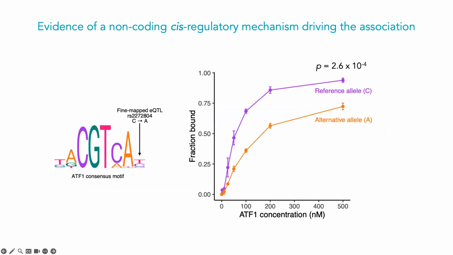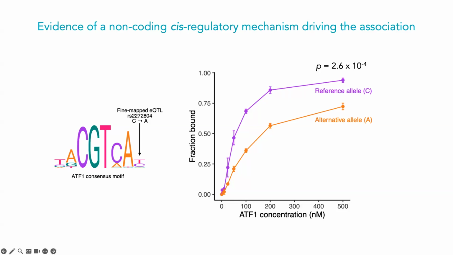So to test molecularly for the impact of this SNP on the binding of this ATF1 transcription factor, we collaborated with Carl Wu's lab in my department to perform what's called an electrophoretic mobility shift assay, which is a way of testing whether that genetic variant, a substitution from a C allele, which you can see as part of this motif, to an A allele, which is unpreferred within this binding motif, has an effect on binding of this transcription factor in vitro.